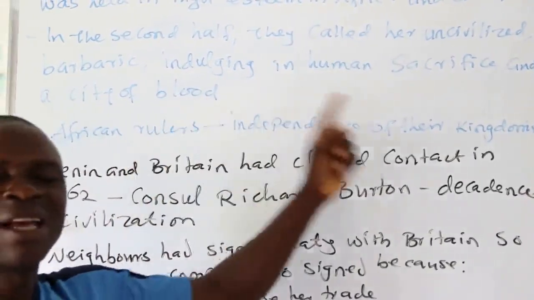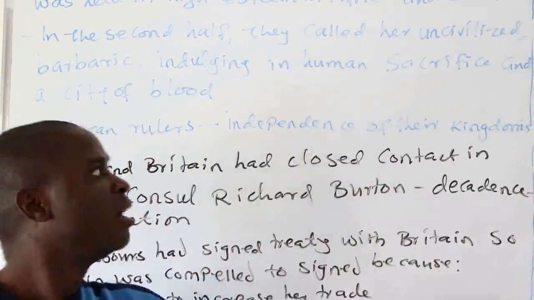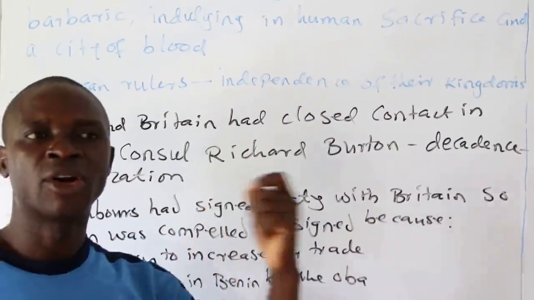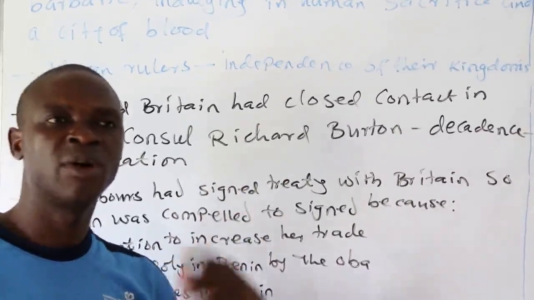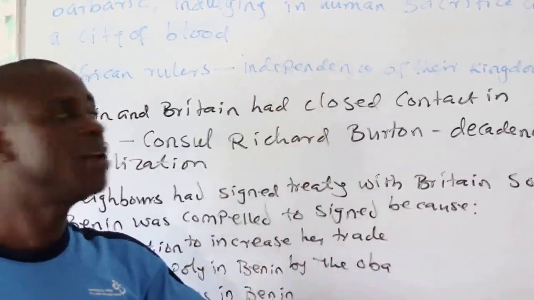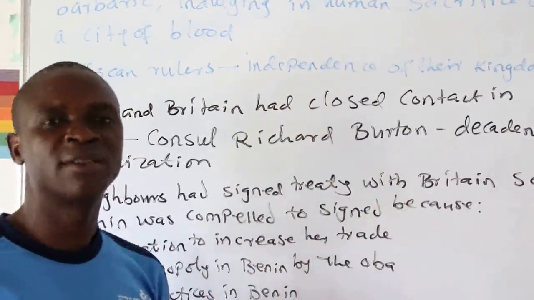Now, in that second half of the 19th century, it was a period that most of these European countries were rushing to Africa in order to colonize some of these kingdoms. And the African kings were making effort in order to protect the independence of their own kingdoms.